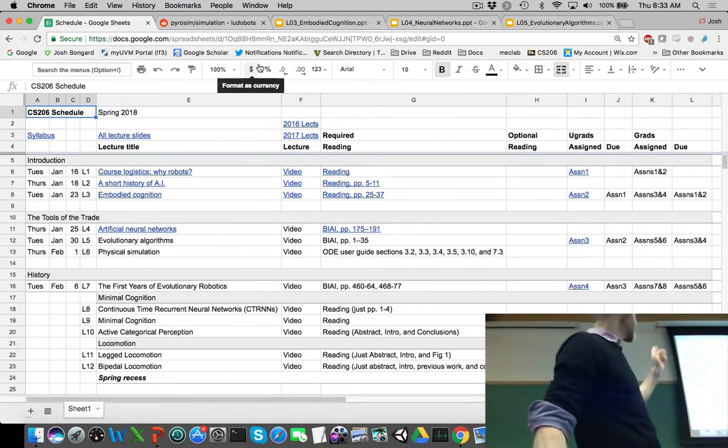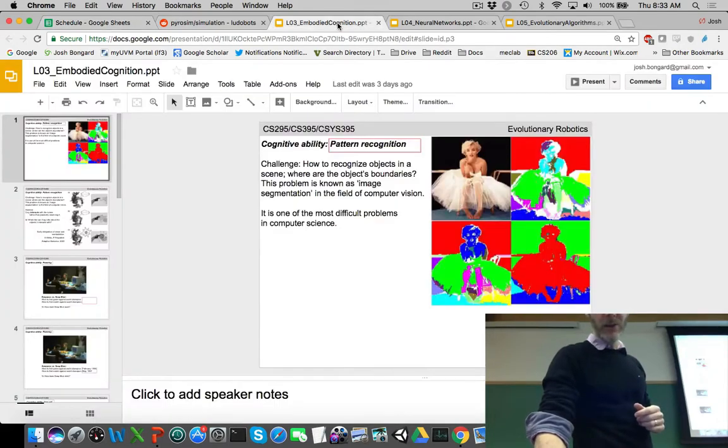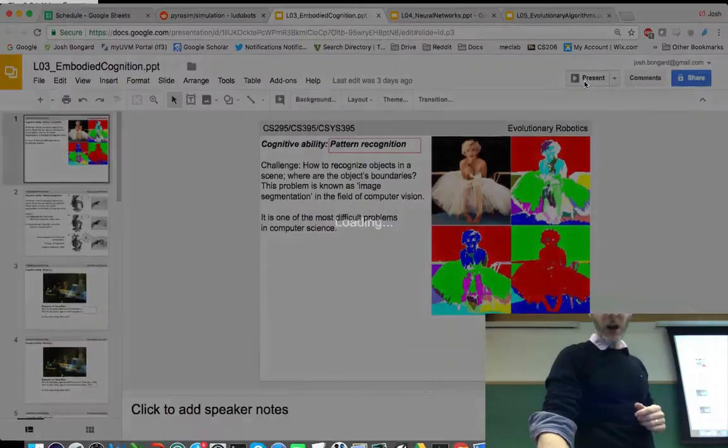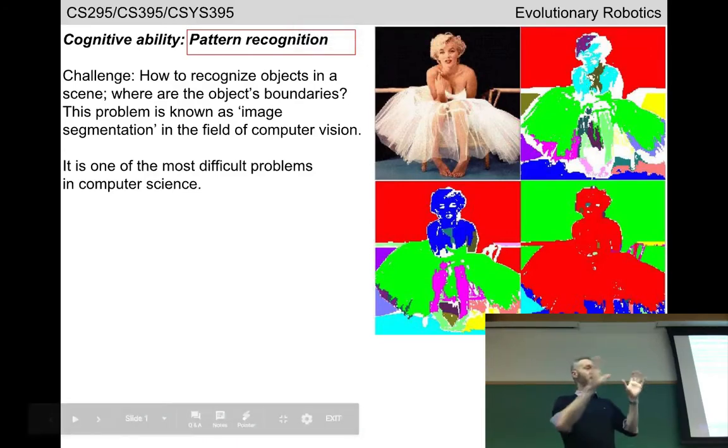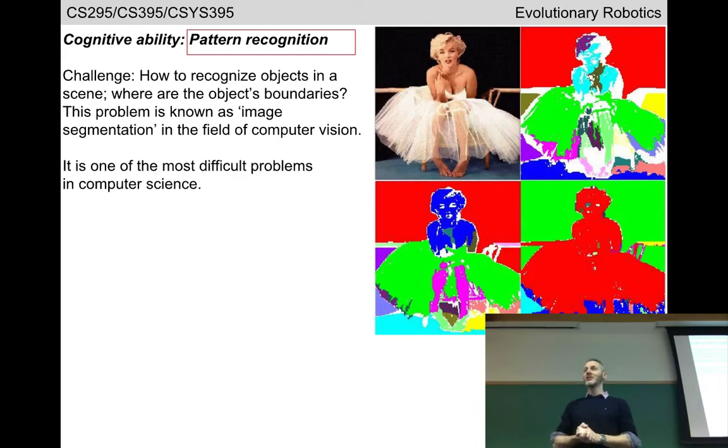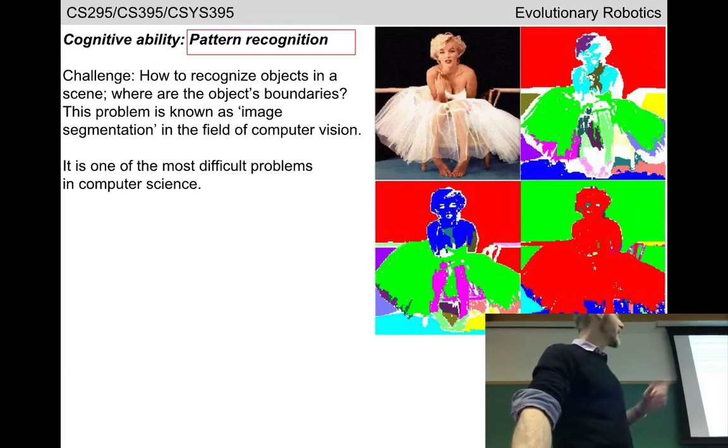Okay, so let's jump back then to lecture. We're working our way through lecture 3 on embodied cognition. And to try and illustrate what this idea of embodied cognition is, we're going to touch on a number of building blocks of intelligence, and we're going to look at non-embodied approaches to building that building block into machines, and embodied approaches. We started with pattern recognition last time.